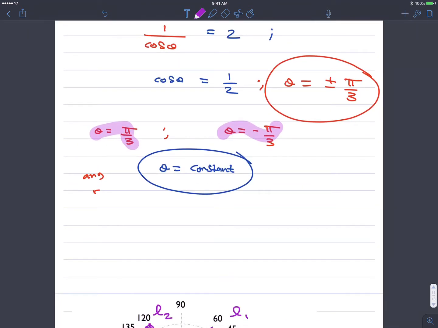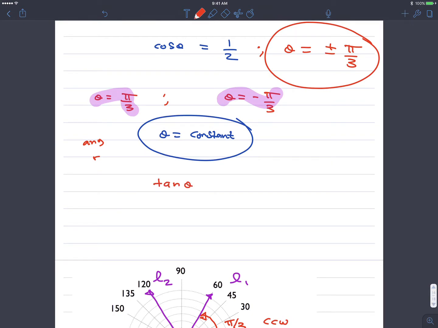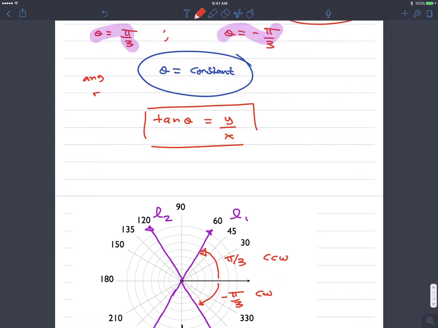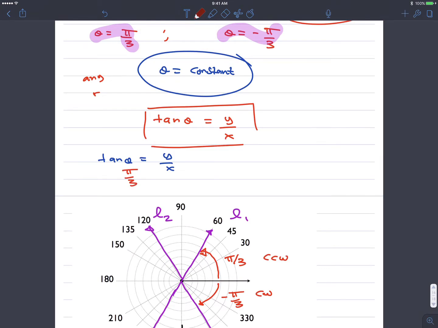However, let's also know that we have another fact, and here's the fact that we want to write down. Tangent theta is y over x. This is what we're going to use to convert to rectangular. So, in one case, we're going to say here that tangent theta is y over x. We're going to plug in the value here of theta being pi over 3. And in the other case, we have tangent theta being y over x. We'll plug in the value of theta here being minus pi over 3. So we're going to use these values here for theta. That's going to get us to where we need to go in terms of rectangular coordinates.